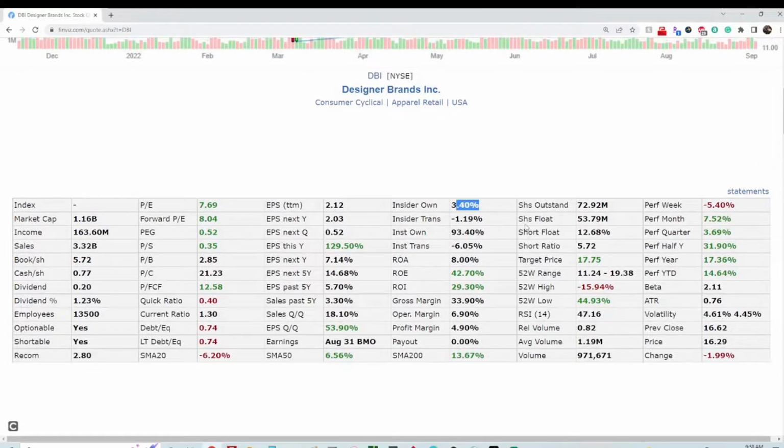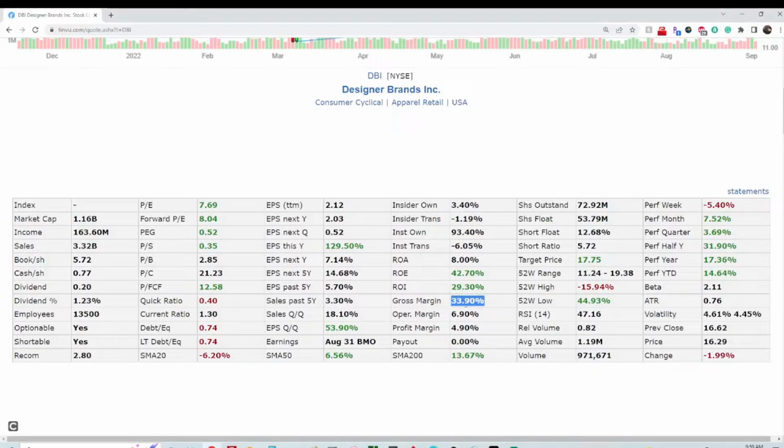Insiders only own about 3% of the company, which is kind of blah. Why do they only own 3%? And they've been selling a little bit, and institutions own 90% of this freaking company, which is crazy. And they've been selling a little bit as well. Might not be red flag type because people could be selling for tax purposes. Whatever. So we'll look at the trend there.